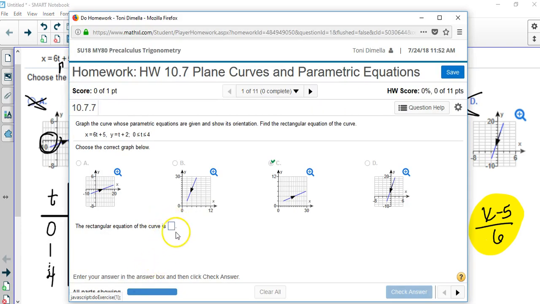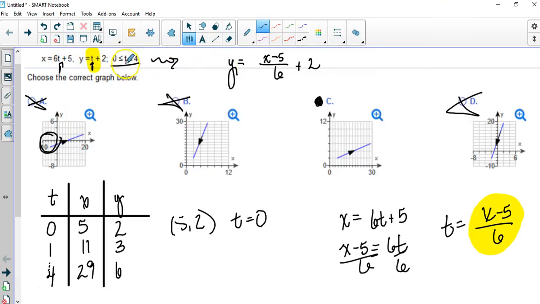Sometimes they also give us a restricted domain based upon t. Well, now what is it in terms of x? If t goes from 0 to 4, all I would need to do is talk about x's. If t was 0 to 5, and when it was 4 to 29, so that I can just swap those in.